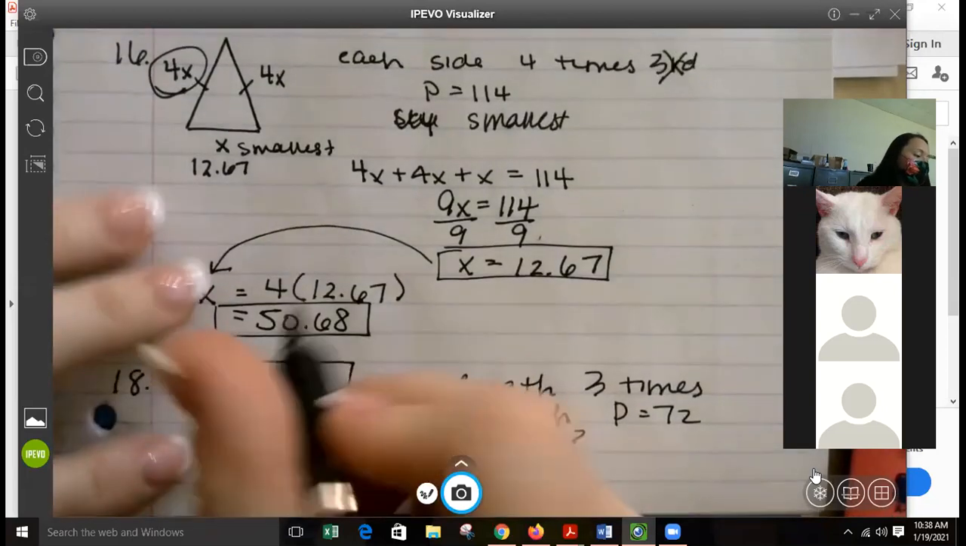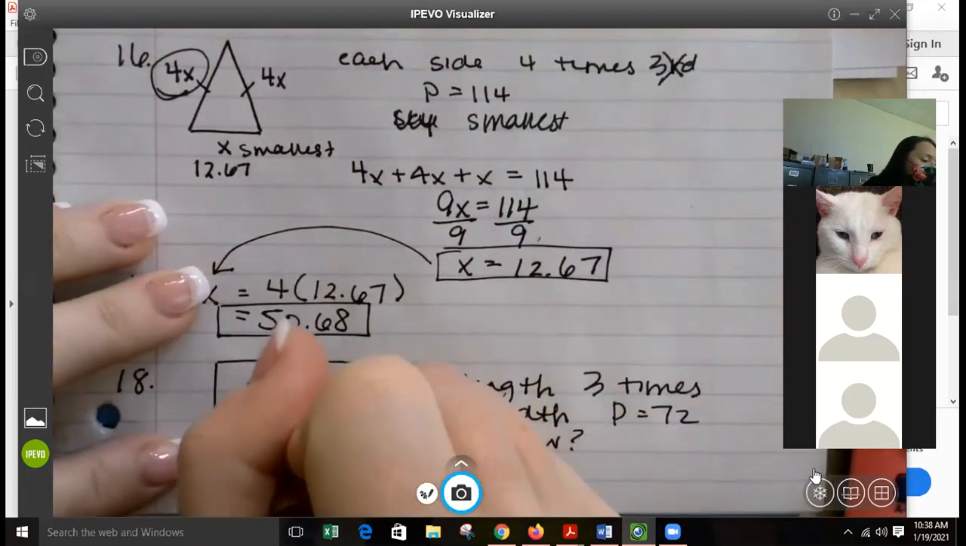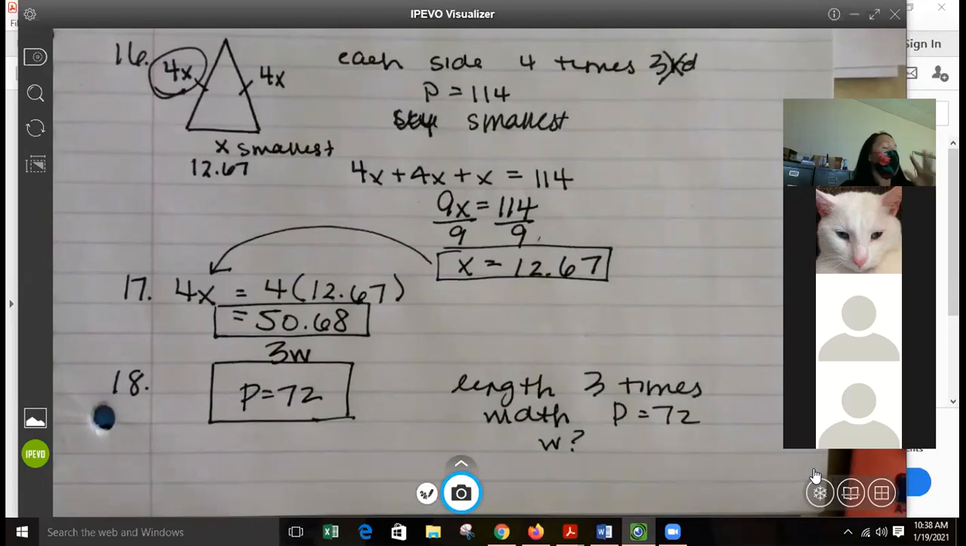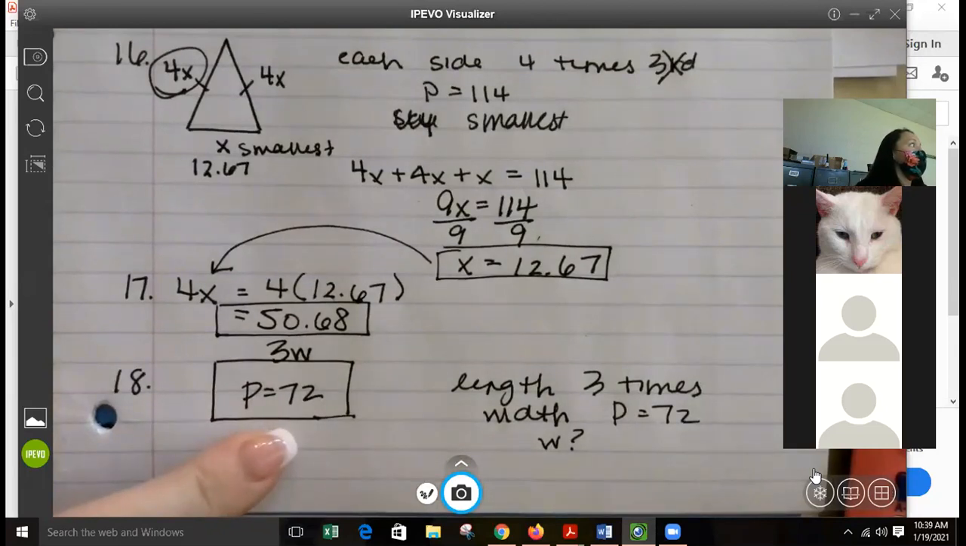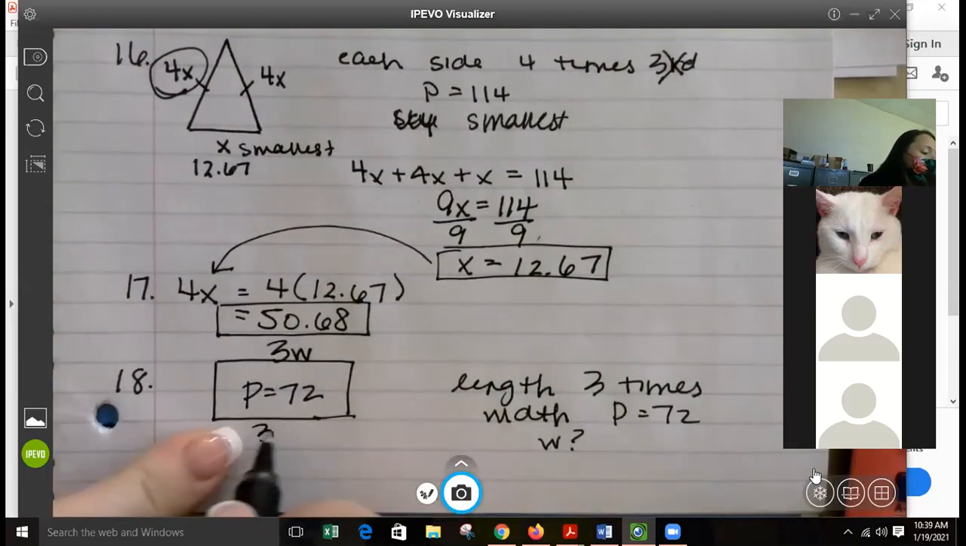3x equals 72. Slow down just a little bit. You did 3x, perfect, 3 times the width, because we don't know what the width is. I use W for width. You can use X. So Savannah, you are not wrong. What do we know about this side of the rectangle? This is an easy question. It's the same. It's 3W.